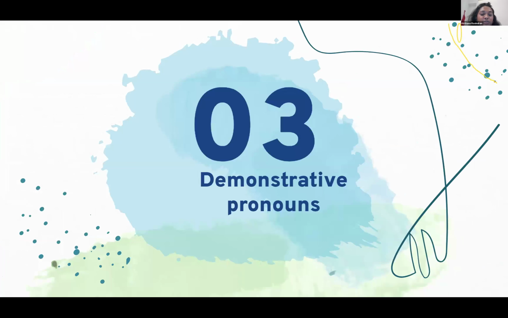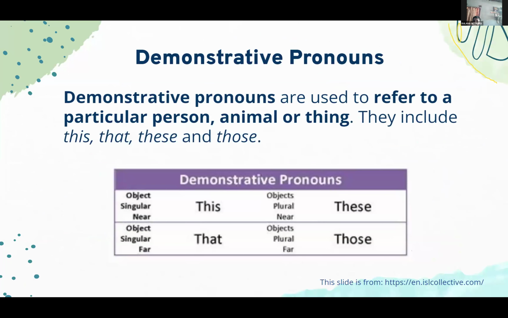Okay, so next we'll be looking at demonstrative pronouns. What are demonstrative pronouns? Demonstrative pronouns are used to refer to a particular person, animal, or thing. They include this, that, these, and those. There are different meanings for these. This means an object that is singular and near. That means an object that is singular and far. These means objects that are plural and near. And those means objects that are plural and far.